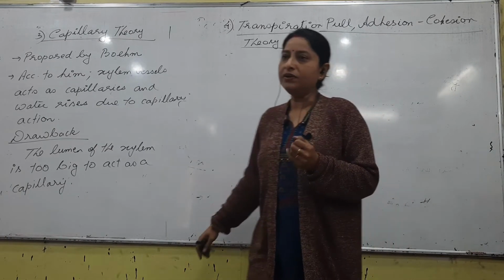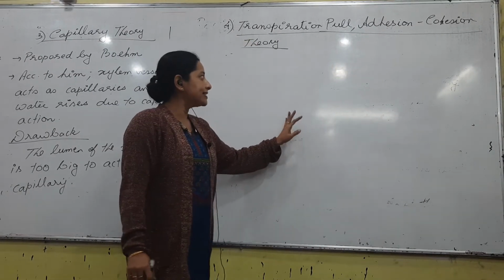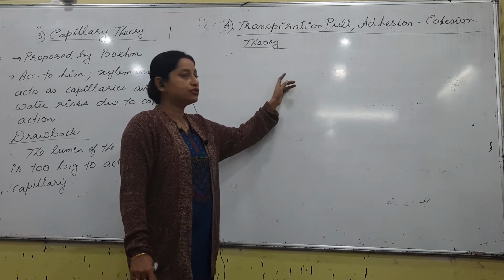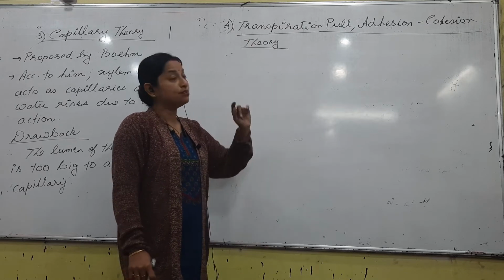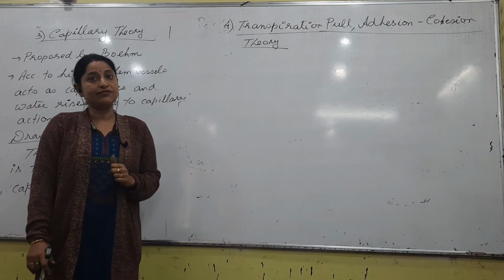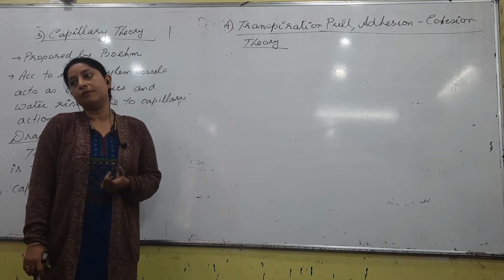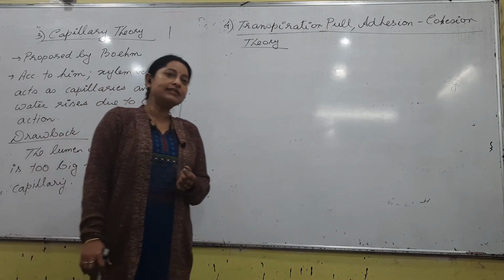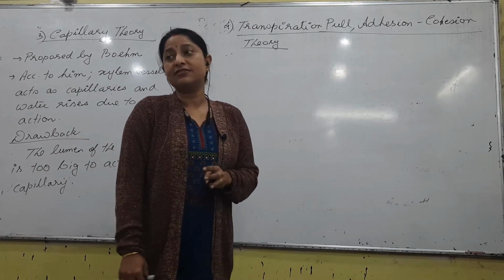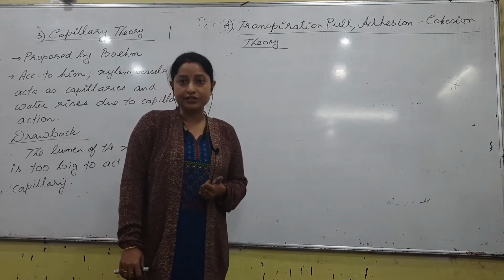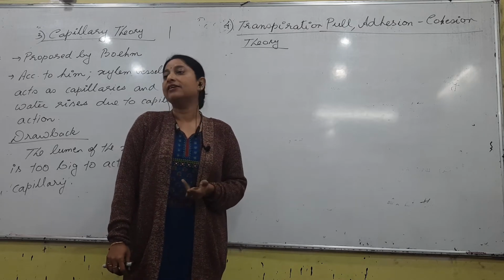Okay, I think this is over. Next we come to this one. Ascent of sap takes place because of the transpiration pull and adhesion cohesion theory. Who proposed it? Joly and Dixon, you have to remember the name. What Joly and Dixon said is that 3 factors are responsible. First, transpiration. Second, adhesion, and third, cohesion.